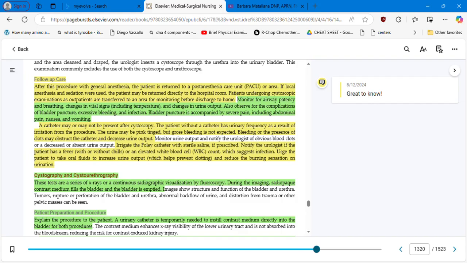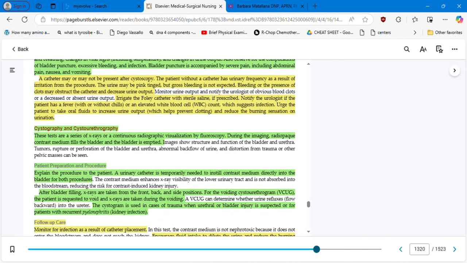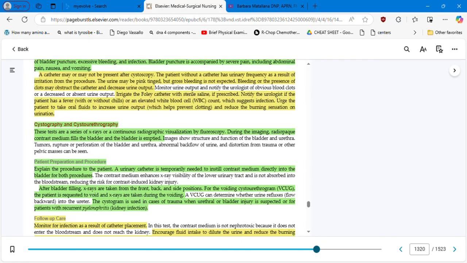The patient without a catheter has urinary frequency as a result of irritation from the procedure. The urine may have a pink tinge, but gross bleeding is not expected. Again, bleeding. The presence of clots may obstruct the catheter and decrease urine output. Irrigate the Foley catheter with saline if prescribed. Notify the urologist if the patient has a fever. That could mean infection, right, or elevated WBC.